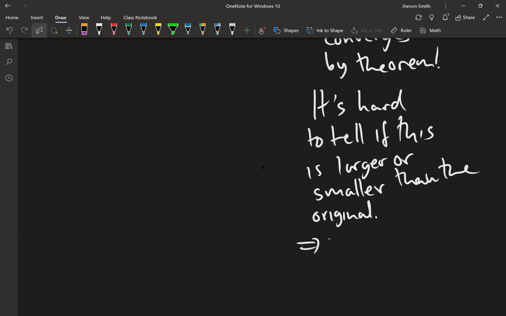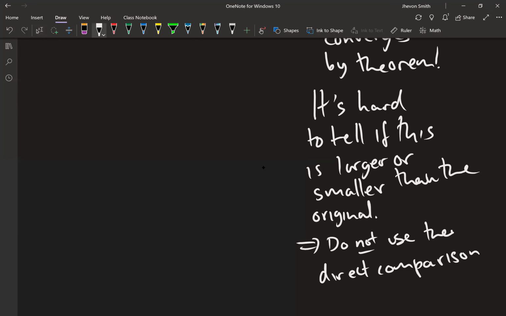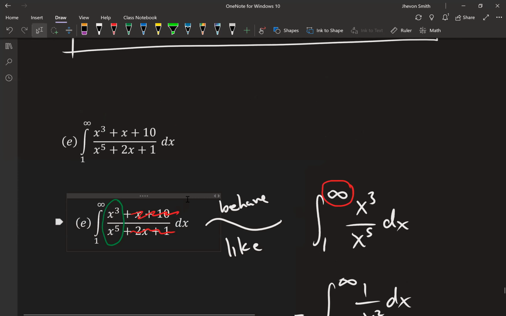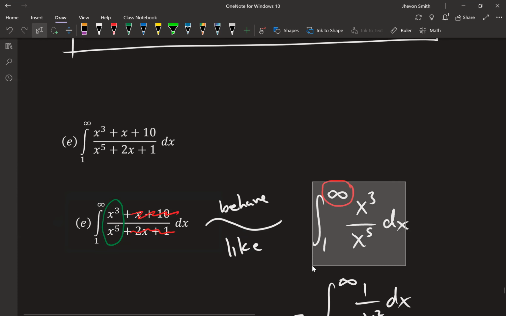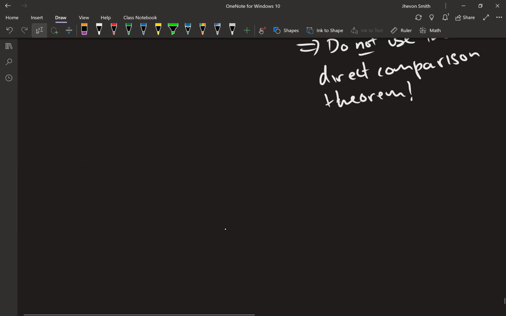So this means whenever you're in that situation, do not use the direct comparison test. Remember the direct comparison test, we need to know who is bigger and who is smaller, and depending on who converges in that scenario or who diverges, I can make a conclusion about the other guy. Here, I can compare this reasonably to something else. I just don't know if that thing is bigger or smaller. So what I do instead, let's do limit comparison.